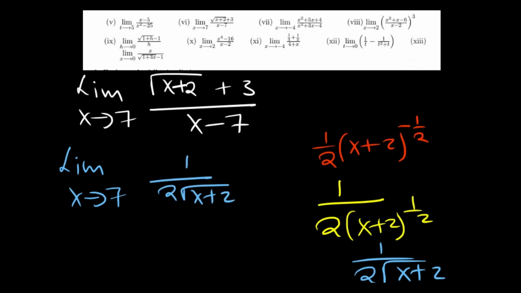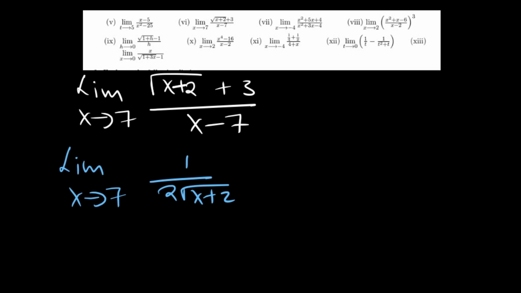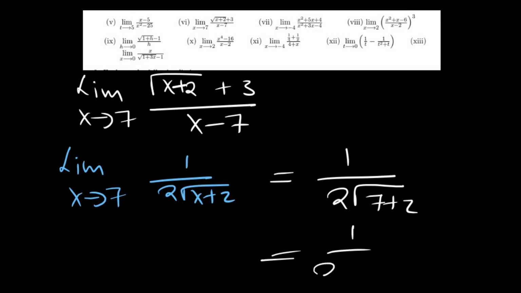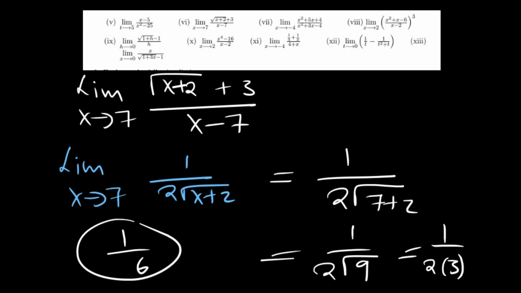So at this point we're at liberty of substituting, if it's not going to be undefined. So we're going to have 1 over 2 root of, where is x, we're going to put a 7 plus 2. So we have 1 over 2 root of 9. Root of 9 is 3. So 2 times 3, you end up with 1 over 6 as the limit for this beautiful question.